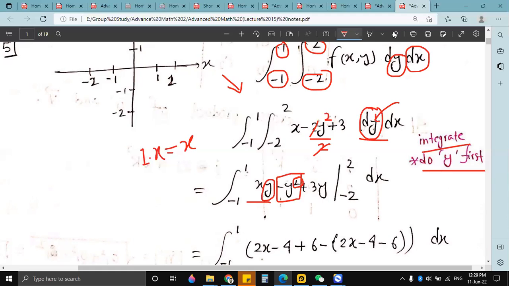And then 3 is a constant, so the integration of any constant with respect to y is going to be 3y. Okay, 3y.